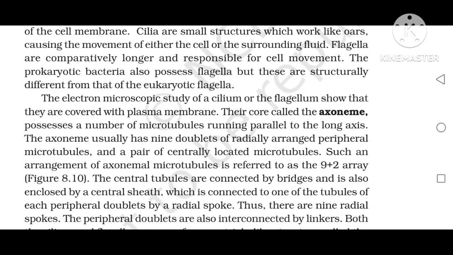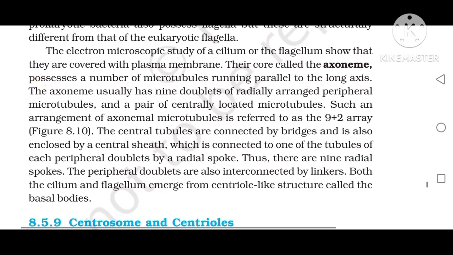The electron microscope study of cilia or flagellum shows that they are covered with the plasma membrane. Their core, called the axoneme, possesses a number of microtubules running parallel to the long axis. The axoneme usually has 9 duplets of radially arranged peripheral microtubules and a pair of centrally located microtubules. Such an arrangement of axonemal microtubules is referred to as the 9+2 array.